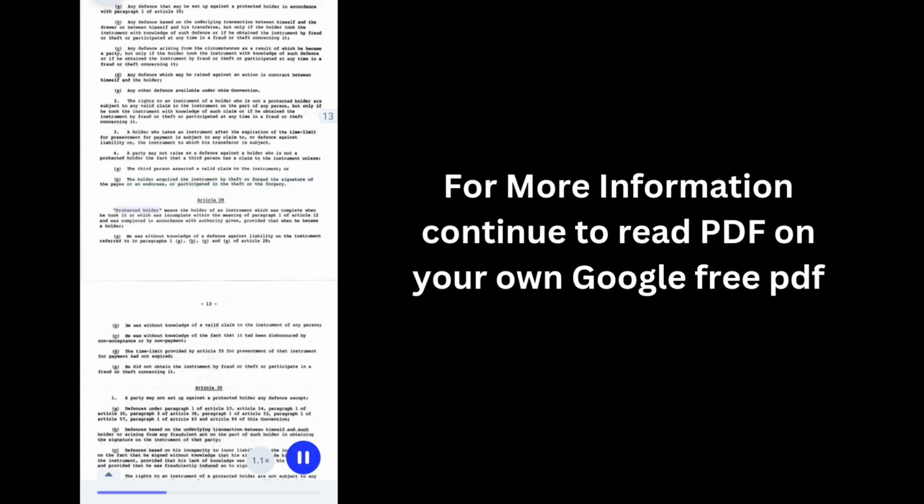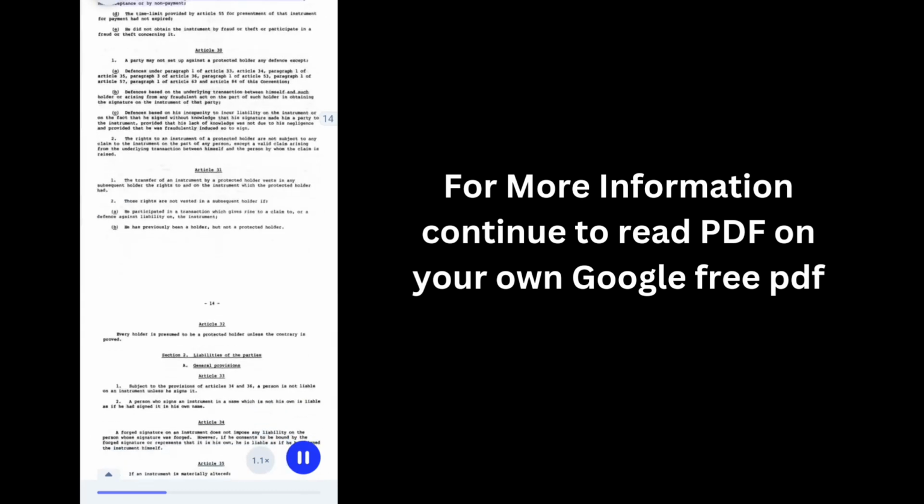Article 29. For the purposes of Article 29, protected holder means the holder of an instrument which was complete when he took it or which was incomplete within the meaning of paragraph 1 of Article 12 and was completed in accordance with authority given, provided that when he became a holder, he was without knowledge of a defense against liability on the instrument referred to in paragraphs 1 and 2 of Article 28, 13.